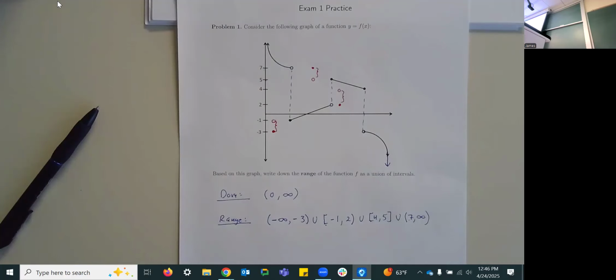I mean, it looks the same as mine. No, for the domain. You put 0 in, and I just rewrote it. So that would not be the domain. That's the range. Oh, okay.